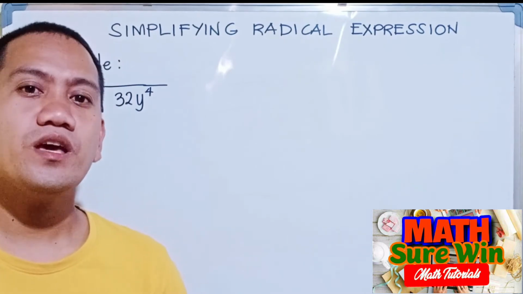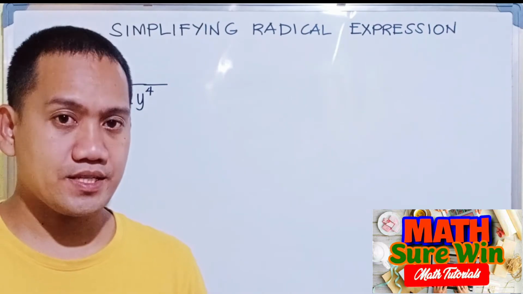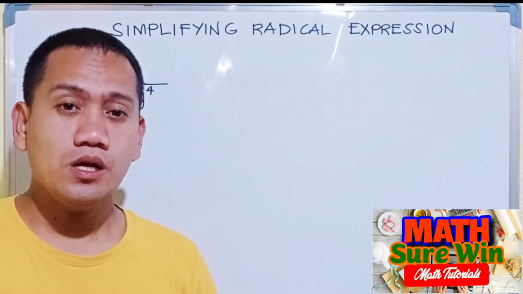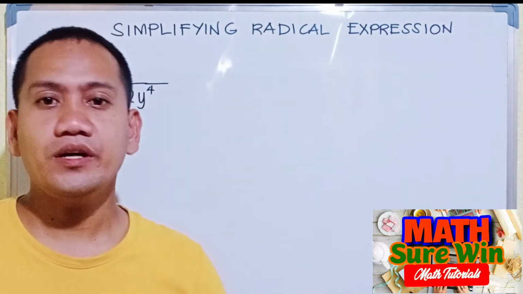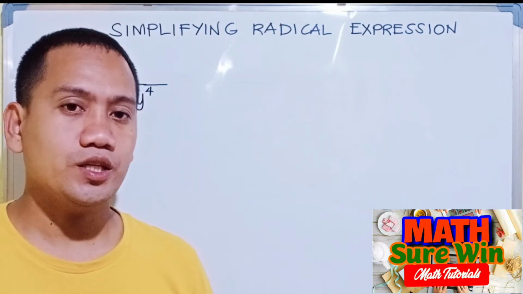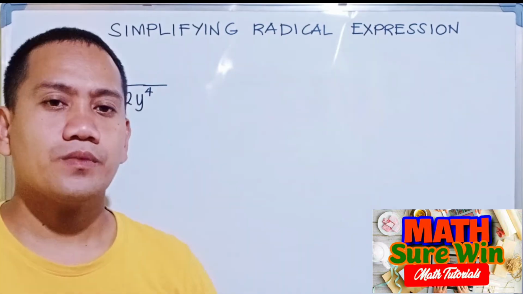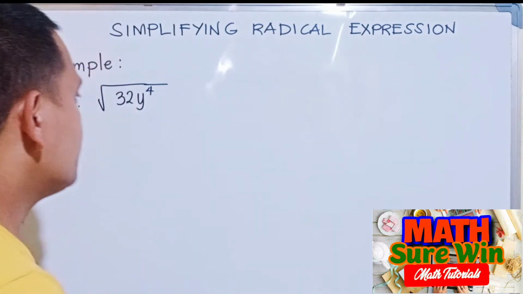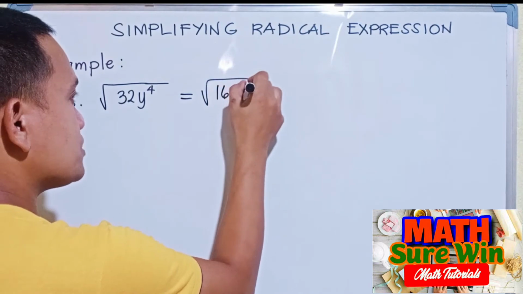Let's have the sixth one. So we have square root of 32y to the fourth power. So how will we simplify this given expression? Again, applying the second law of our radical, which is the product rule, we will think of a possible factor of 32, where one is a perfect square and the other is a non-perfect square. Looking back at the possible factors of 32, it will come to mind that that would be 16 times 2, where 16 is a perfect square and 2 is a non-perfect square. So we will choose the possible factors of 32, and that is 16 times 2.